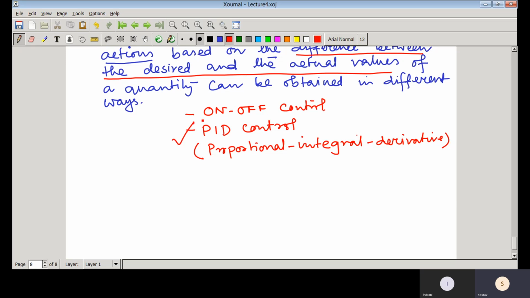This PID controller is widely used in industry and everywhere, and on-off control is the simplest form of feedback control, which has many applications, like in a refrigerator or an air conditioner. So everywhere we use on-off control. Today we'll be discussing in detail how on-off control works. So let us start with the on-off control strategy.